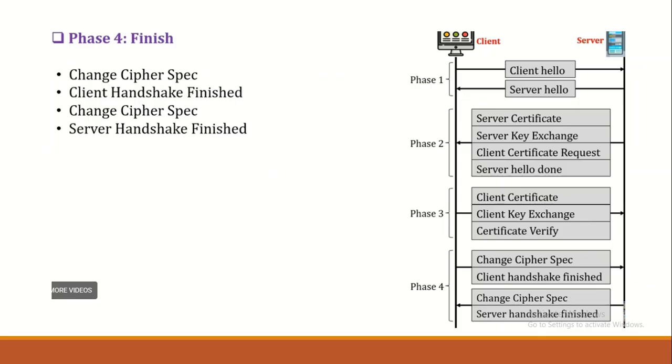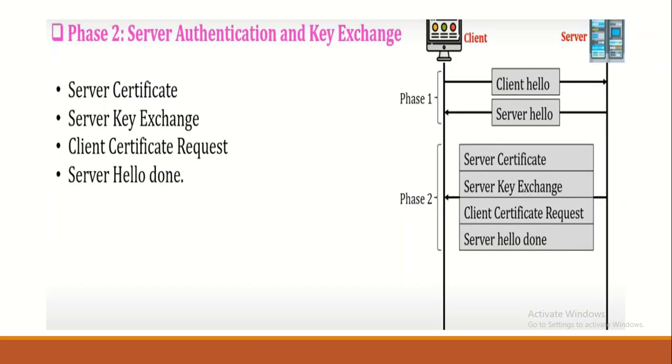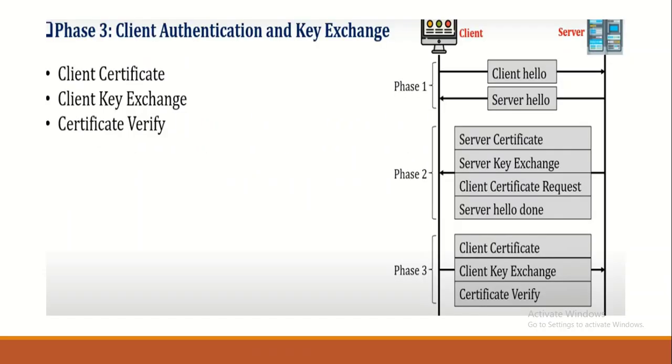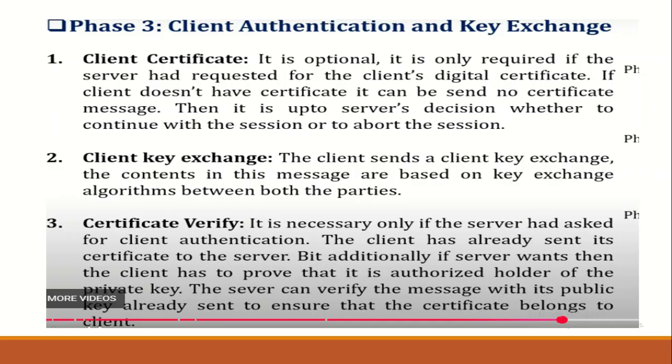And phase four, that is where it will be finished. That means change cipher spec and handshake will be finished, the server handshake will be finished; all of it comes under phase four. These are the four phases of the client and server. Okay, this is the whole handshake protocol, four phases.